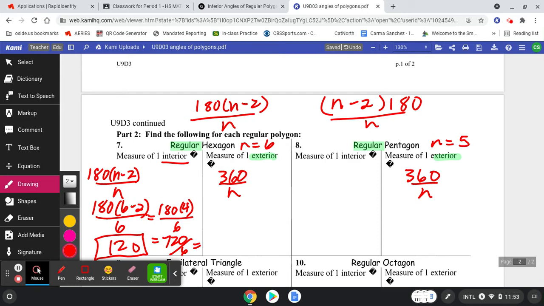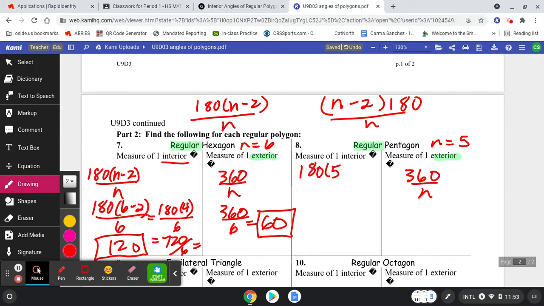That's the measure of 1. Then 360 divided by the number of sides is just 60. So let's check this out. The measure of one interior is 120. The measure of those exteriors is 60. Did you remember that the exterior and the interior form a supplementary angle? So doesn't it make sense that 120 plus 60 equals 180? Okay, there's a little concept for you. Let's go try the next one with a 5-sided figure.